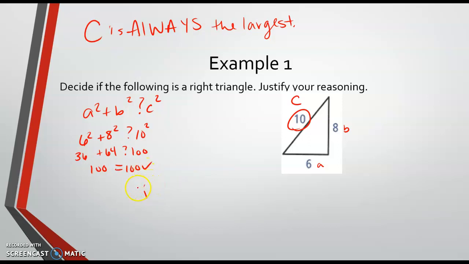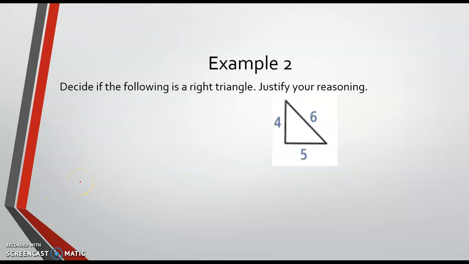And it says justify your reasoning. So, yes, it's a right triangle because 6 squared plus 8 squared equals 10 squared. Done. That's my reasoning.